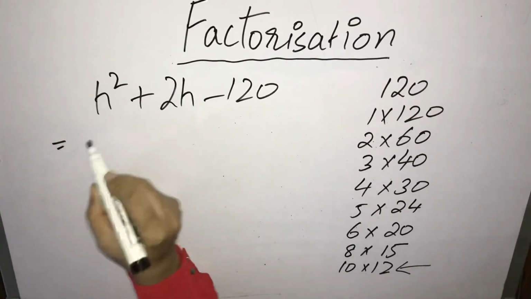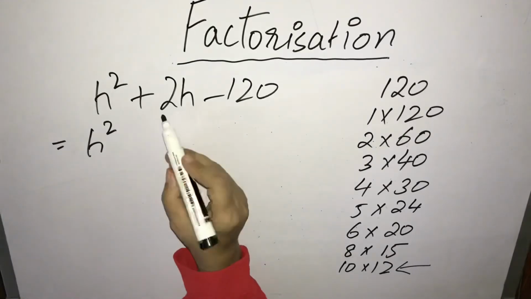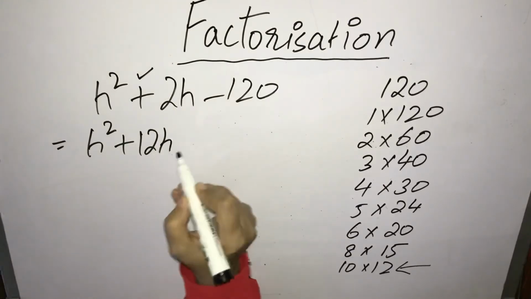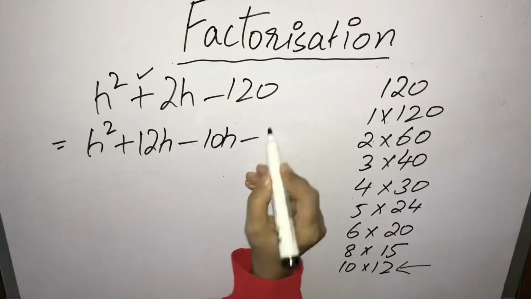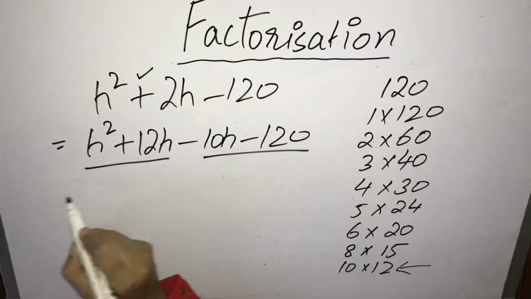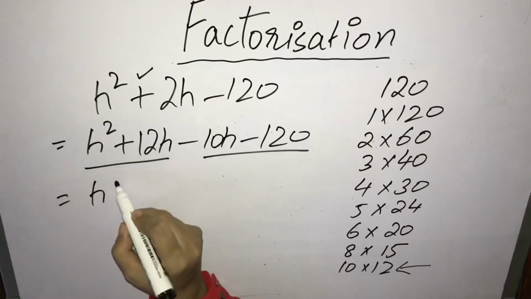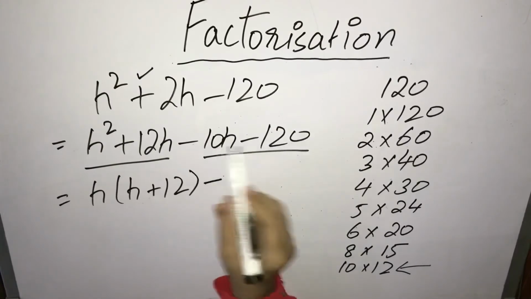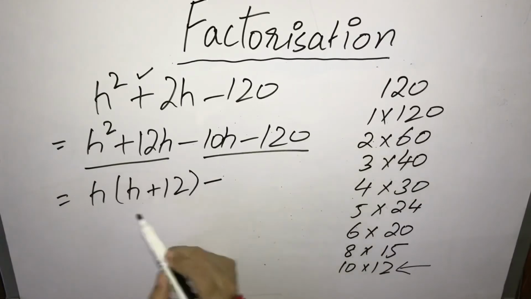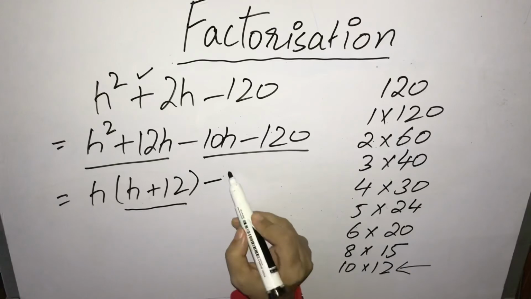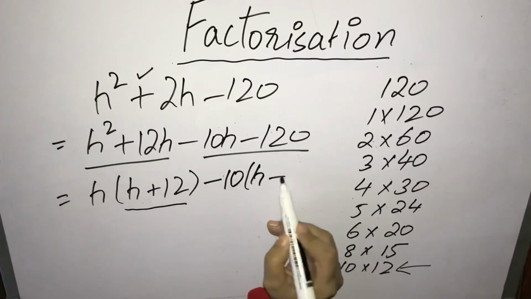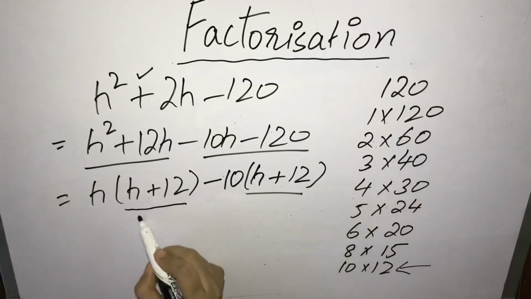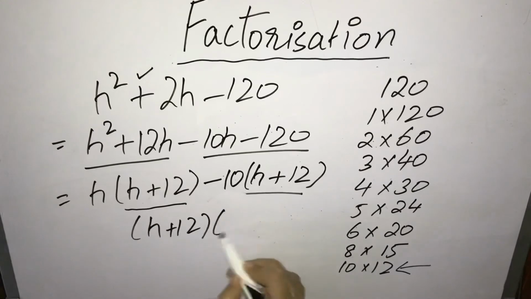If I write h square, I have to take the bigger factor positive, 12h minus 10h minus 120, making the pairs. From the first pair, I shall take h outside, h plus 12 inside. Minus common: I have to take the negative sign common because inside the bracket I need positive. 10 outside, h plus 12, 10 12s are 120. So we have the same pair, h plus 12, h minus 10.